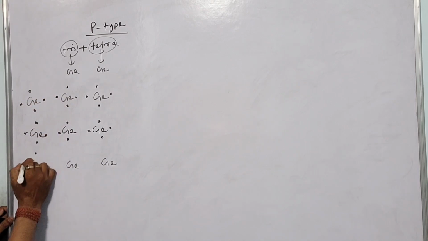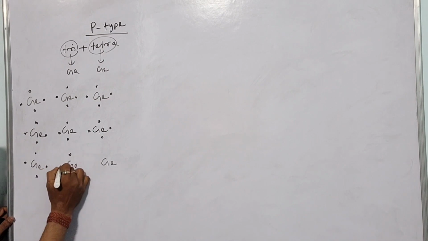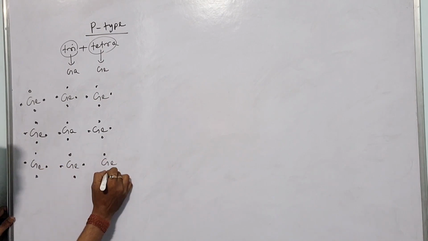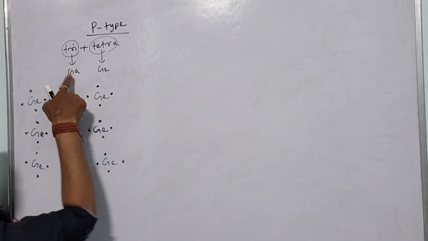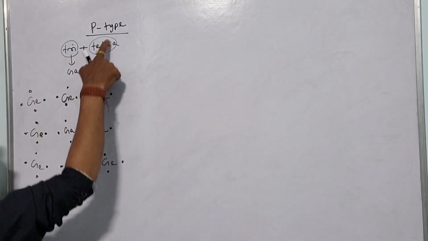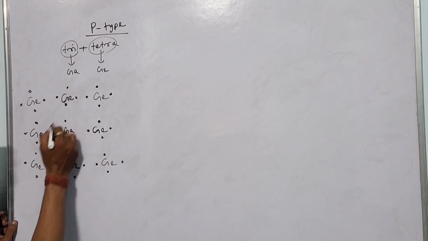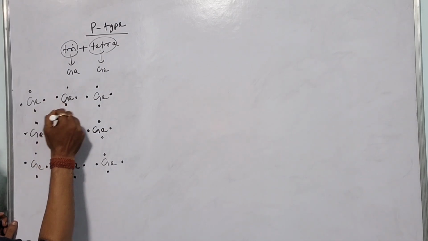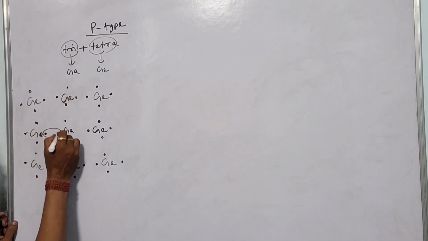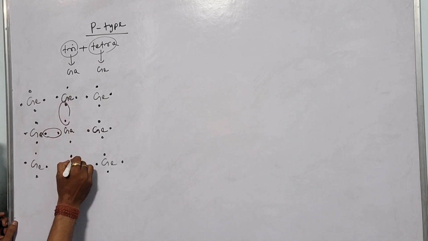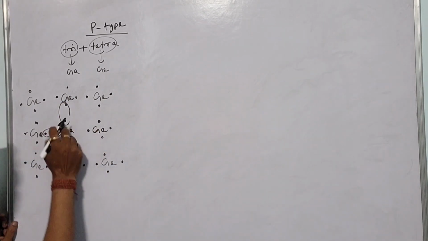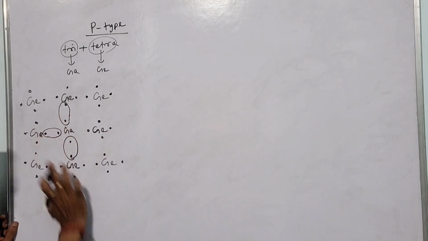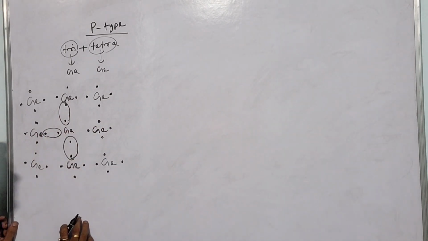Let me draw. As I have told, gallium is a trivalent atom and germanium is a tetravalent atom. The 3 electrons of the gallium atom will form covalent bonds with germanium atoms. So in the fourth covalent bond, gallium is not able to participate since it has 3 electrons.